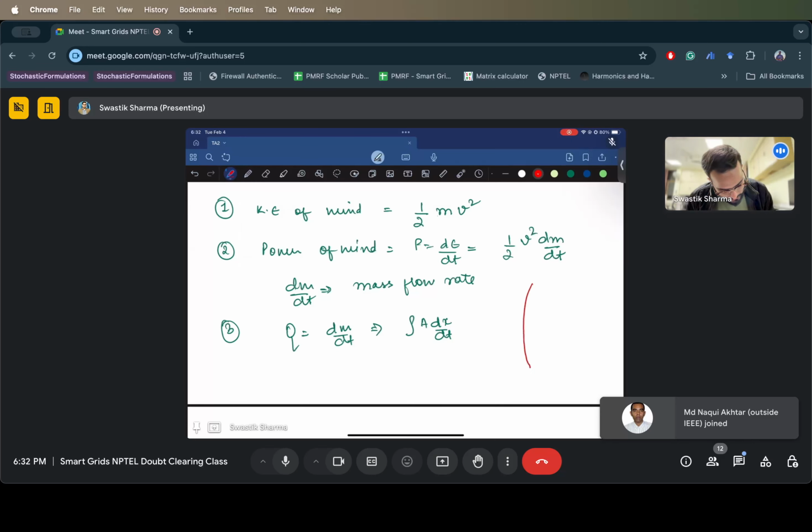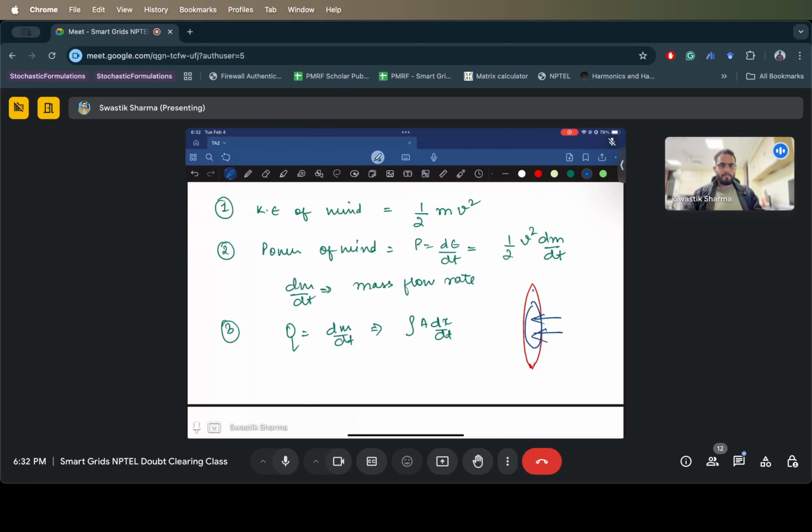This class is very intuitive. So let's say this is our turbine blade. This is the attack of wind. When I say attack of wind, don't think that it is not attacking here or here. It is attacking everywhere, I'm just showing a certain area. So here wind is attacking.